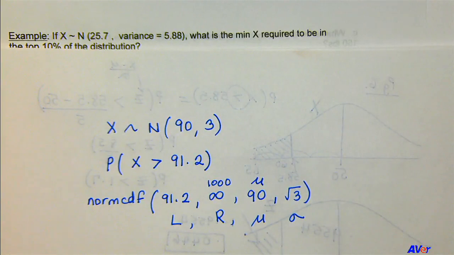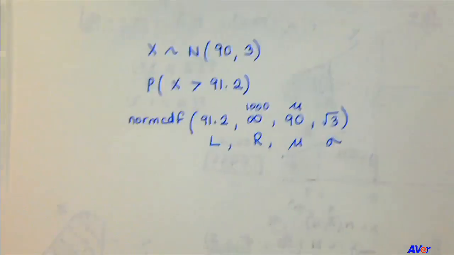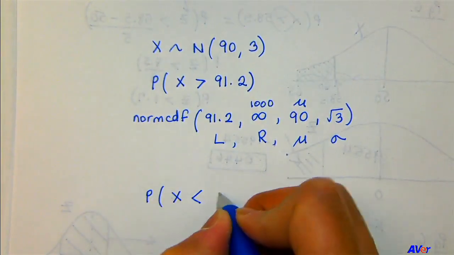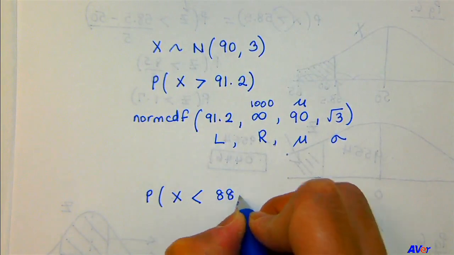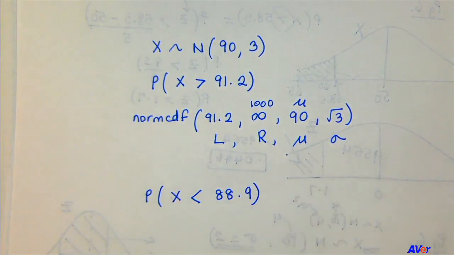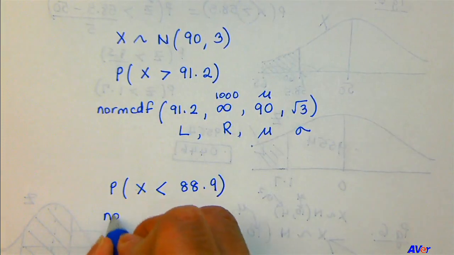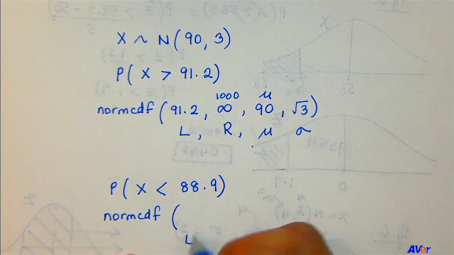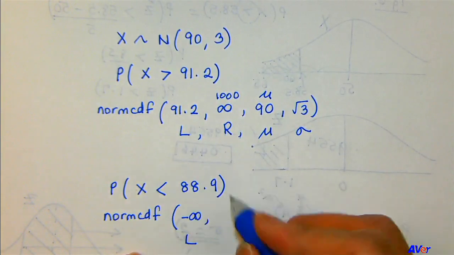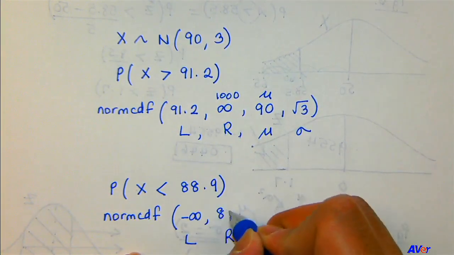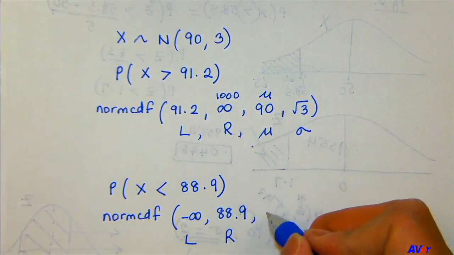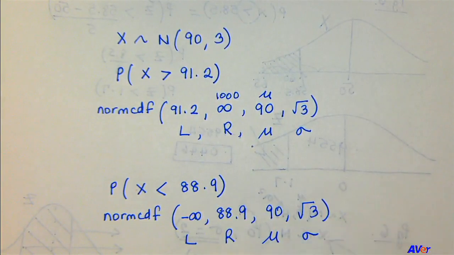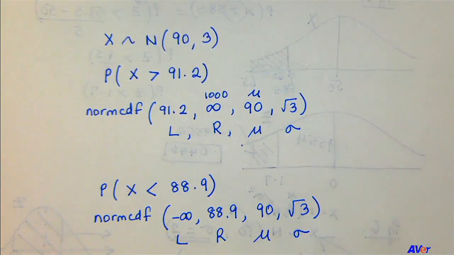Similarly, to the left side, you would go to minus infinity. So let's say the question was, find the probability that x is less than 88.9. I'm going to do norm CDF. Left endpoint minus infinity. Right endpoint 88.9. Mu is 90. Sigma is rad 3. Follow me?